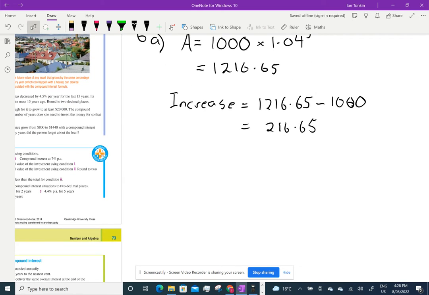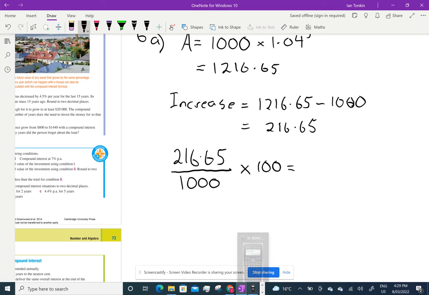Well, you've got to remember percentages are easy. So that's the increase, 216.65. What was it originally? Write it as a fraction. Originally it was $1,000. That's how much it's gone up. And to make something into a percentage, times by 100.